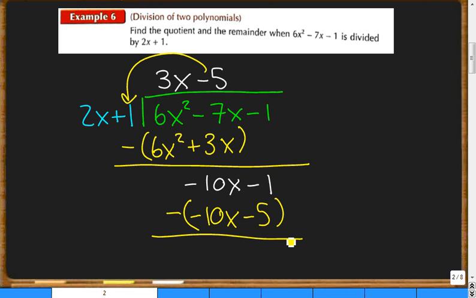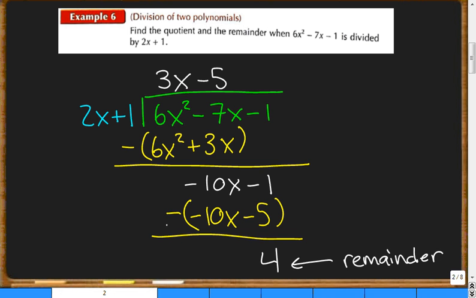So then we have to see what our remainder is, or what we're going to have left. When we crunch our math, negative 10x minus a negative 10x makes 0, because we've done that right. And then we have negative 1 minus a negative 5, so that's adding 5 to negative 1, and that should make 4. So this is our remainder.